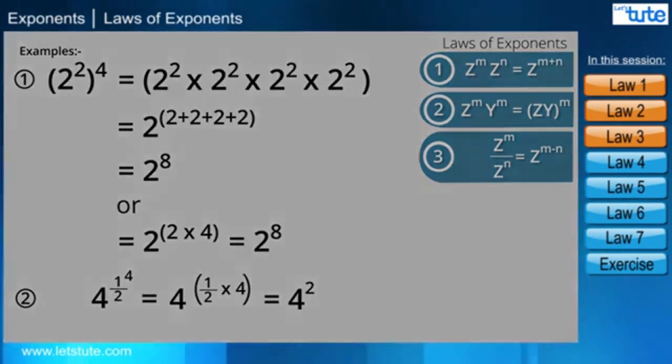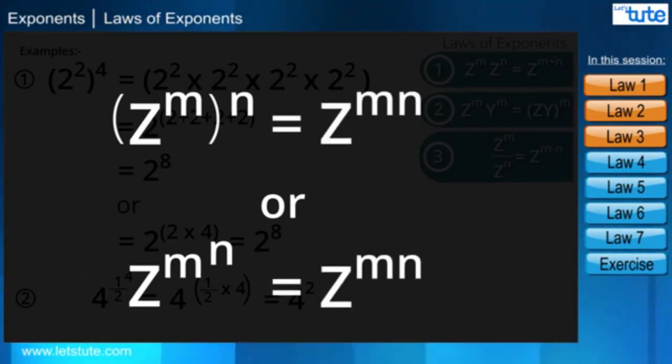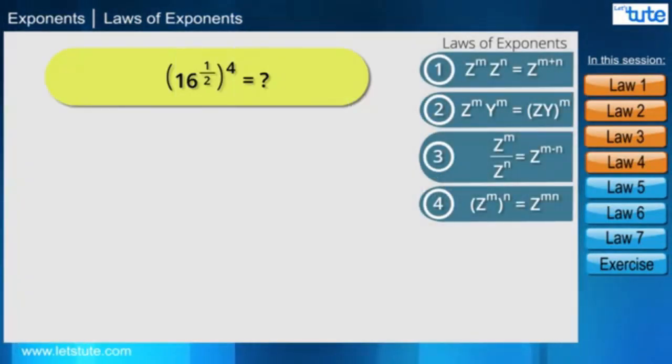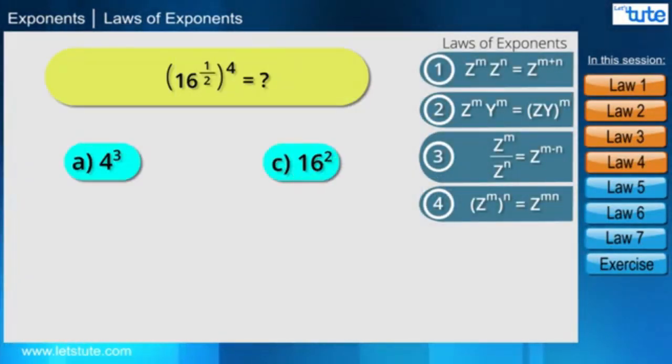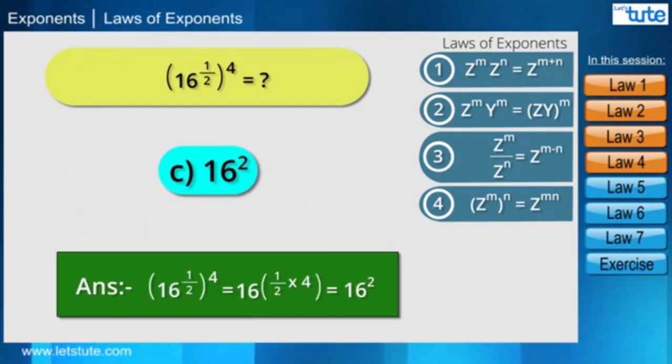Next example, that is, for z raised to the power m raised to the power n, we will have to multiply exponents, that is, z raised to the power m into n. So this is our fourth law of exponent. What will be 16 raised to the power 1 divided by 2 raised to the power 4? It will be 16 raised to the power 2.